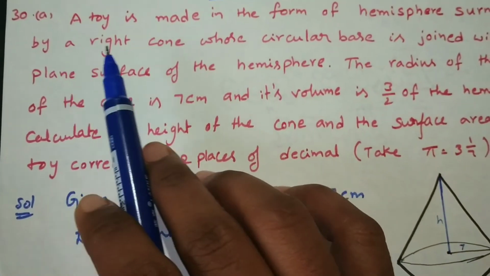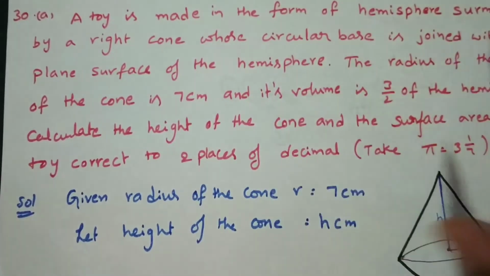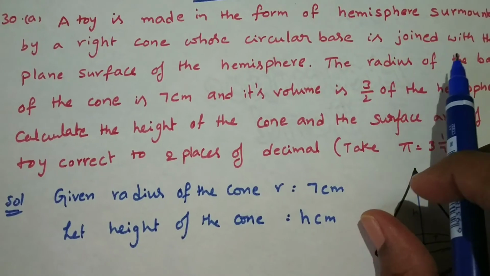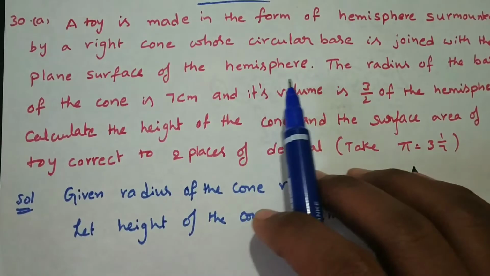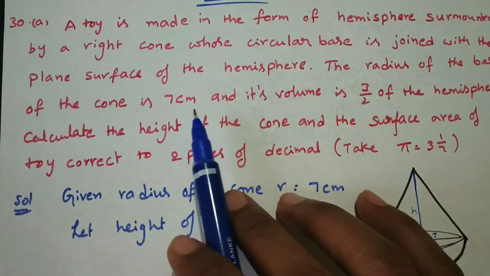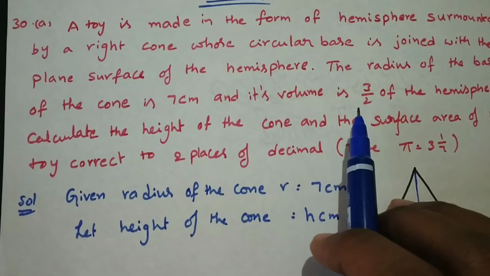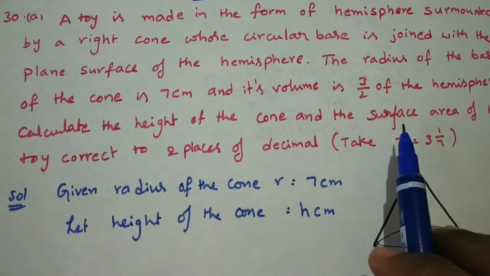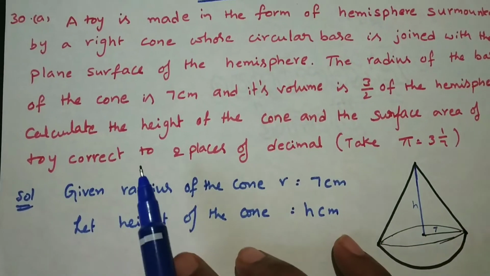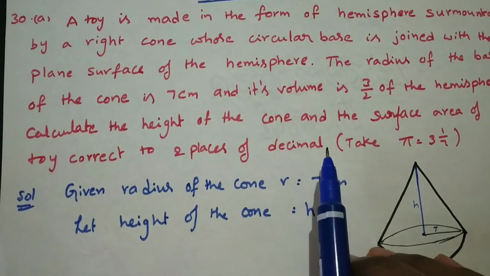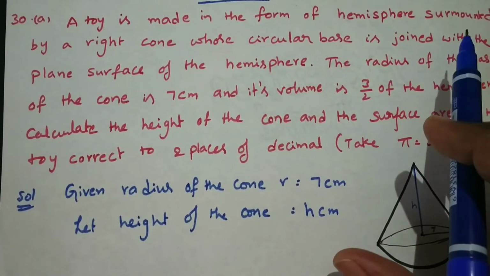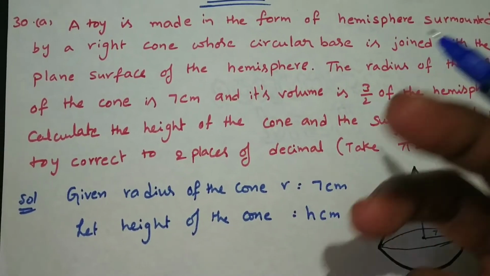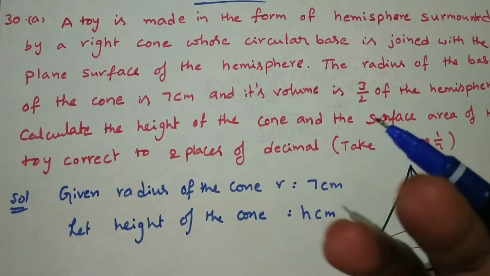Question 30 A. A toy is made in the form of a hemisphere surmounted by a right cone whose circular base is joined with the plane surface of the hemisphere. The radius of the base of the cone is 7 centimeters and its volume is 3 by 2 of the hemisphere. Calculate the height of the cone and the surface area of the toy correct to two places of decimal. Here the toy is surmounted, means it is molded in the form of a cone at the top and at the base is a hemisphere.